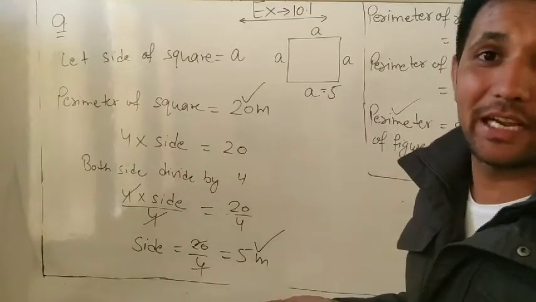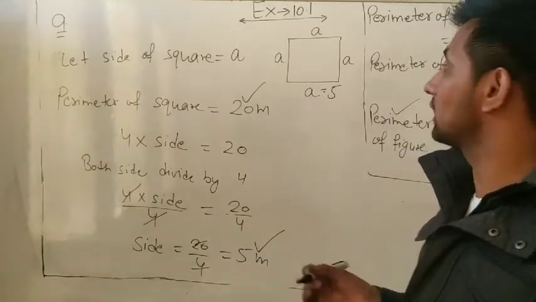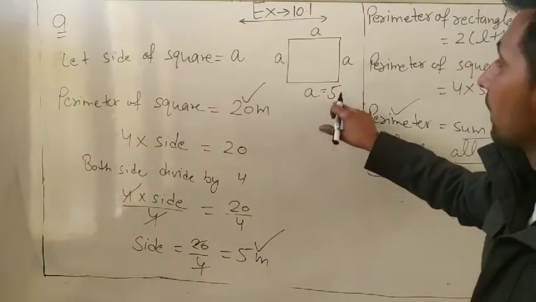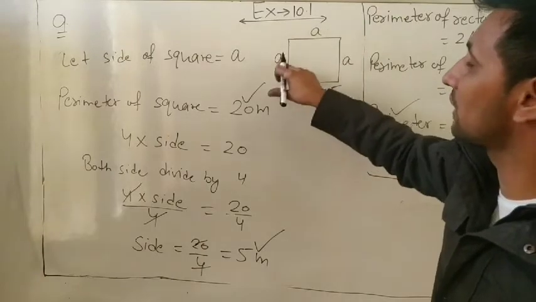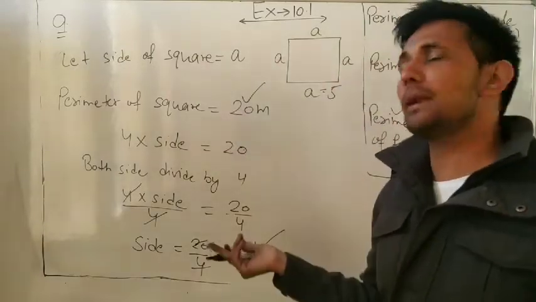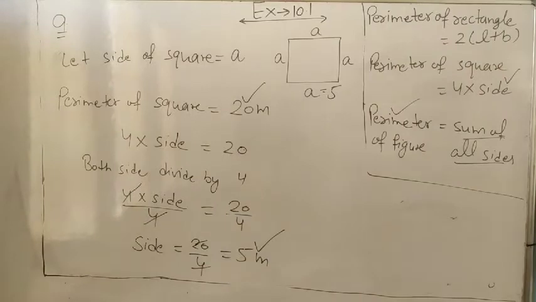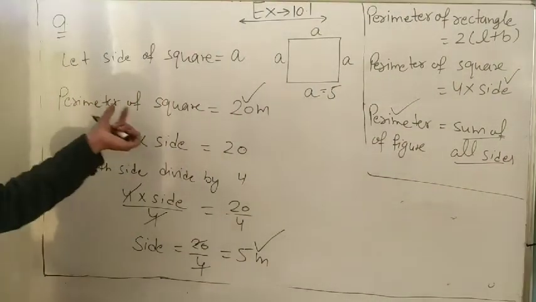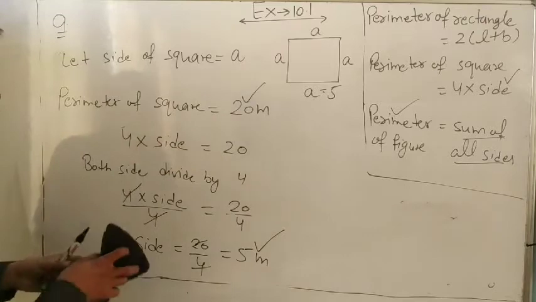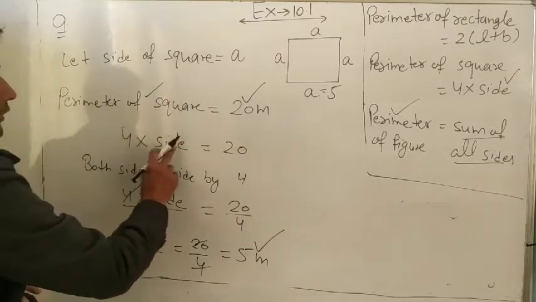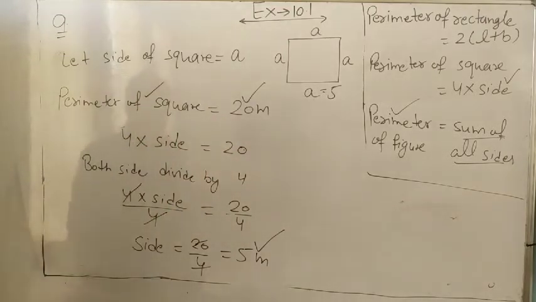Okay. You can check it. You can verify your answer also. If the side is 5, then 5 plus 5 plus 5 plus 5, how much comes? 20. Yes, it means our answer is right. Understand? So remember, the perimeter of the square is 20, and the perimeter of a square formula is 4 into side equal to 20. Understand?